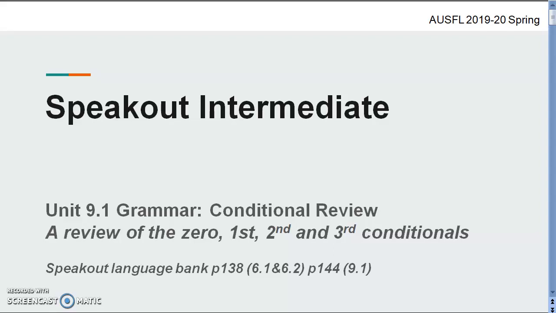Hello ladies and gentlemen, this is the second presentation about the Unit 9.1 grammar, conditionals. Here we will do a review of the 0, first, second and third conditional structures. You can find information about these in your course book, page 138, 6.1 and 6.2, and page 144, activities 9.1.